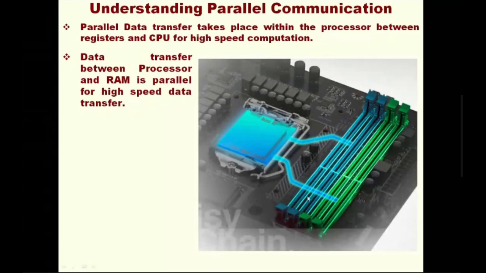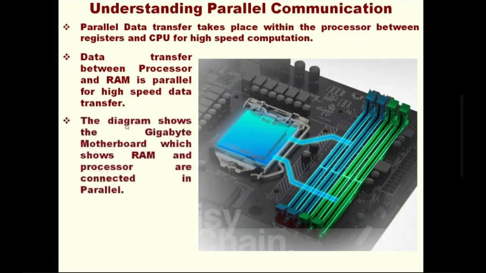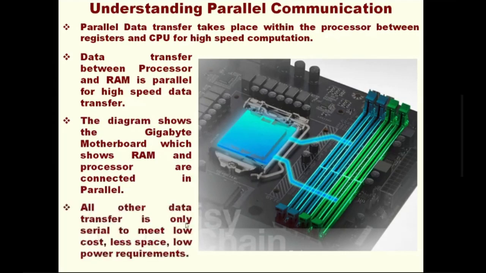So normally 64-bit connectors, because all the processors today are 64-bit processors. There are 64 wires which go from the random access memory to the processor. So the RAM communicates with the processor in parallel. That is the moral, which is very, very important. You need to understand. Okay. The diagram shows the Gigabyte motherboard, where the random access memory and the processor are connected in parallel. All other data transfer is only serial, to meet the low cost, less space, and low power requirements.